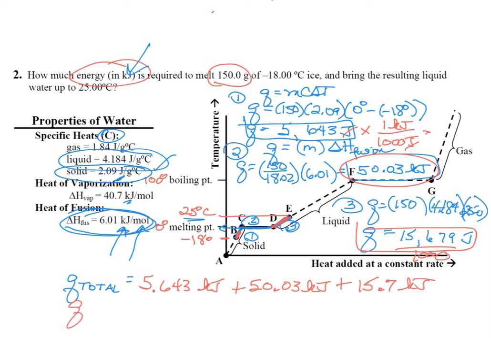So then if we add all those together, 5.643 plus 50 plus 15.7, that equals 71.4 kilojoules.